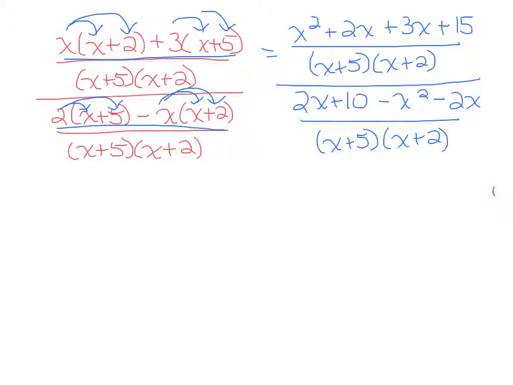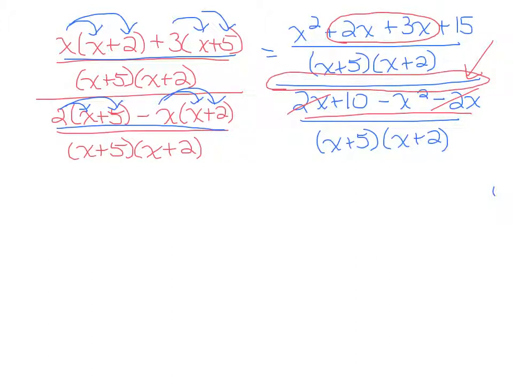Now to save time and space, we're going to do two steps in one. We're going to combine our like terms here. Notice that the 2x and the negative 2x will cancel out, leaving me with 10 minus x squared. We're going to do that step, and then we're also going to do the complex part. Now this big bar here, what does that double as? That's not just a fraction bar, that's also a division sign. So when we're dividing, remember the phrase keep, change, flip.